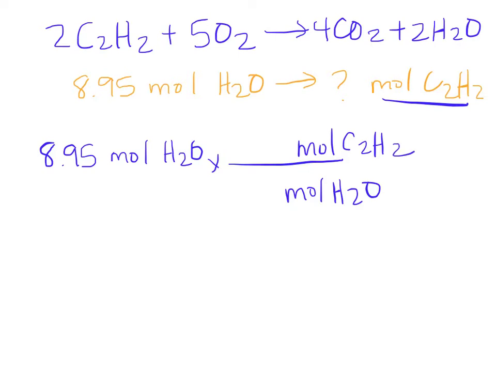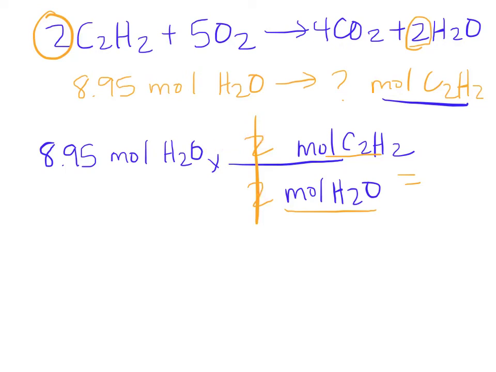So again, we're setting up our mole ratio here, and in order to set up the mole ratio, you need to look for what the coefficient is in front of the water. So up here, we've got a 2, so I'm going to put a 2 here. Now let's look for our coefficient in front of acetylene. It's also a 2. And so hopefully you don't even need to do any calculations because these are going to cancel out. But if you wanted to do some math, you could go 8.95 times 2 divided by 2.